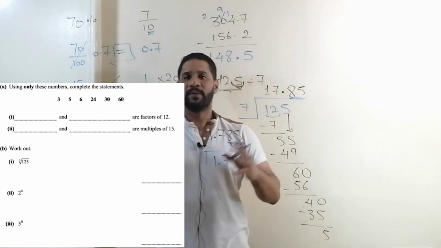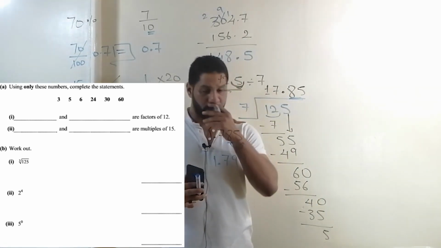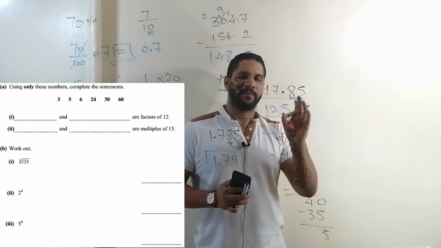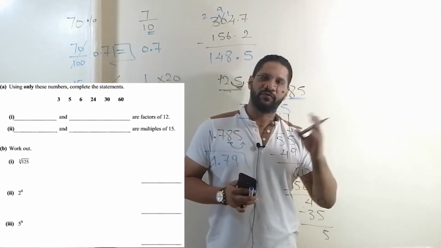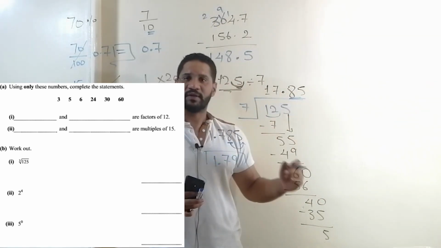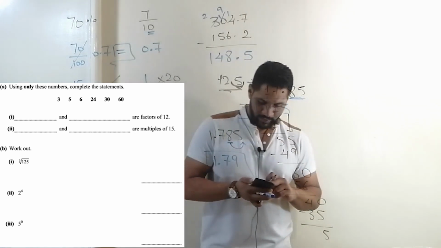A factor is one of two numbers multiplied by each other to form this number, while a multiple is when I take a number and multiply it by another to get a new number, like 4 times 1 gives 4, 4 times 2 gives 8, and so on. So 4 and 8 are called multiples of 4.